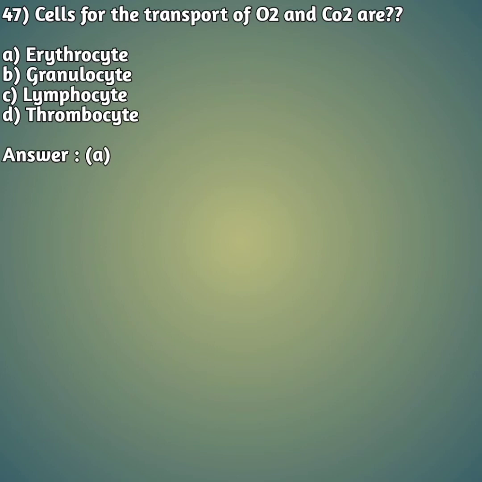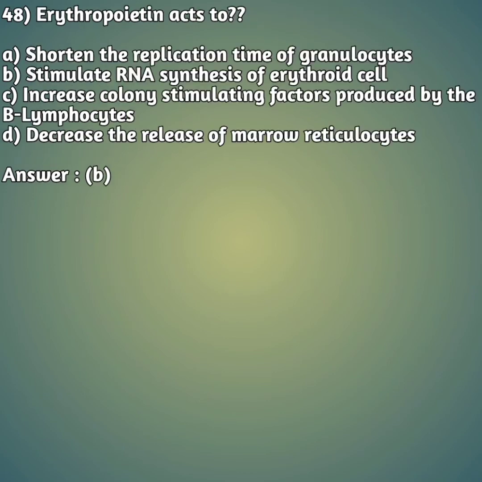Cells for transport of O2 and CO2, that is oxygen and carbon dioxide, are: option A erythrocytes, which are also called RBCs, option B granulocytes, option C lymphocytes, and option D thrombocytes, that is platelets. Okay, so the right answer, the cells which will carry oxygen and carbon dioxide are erythrocytes, which are also called RBCs, that is red blood cells. Moving to our 48th question.